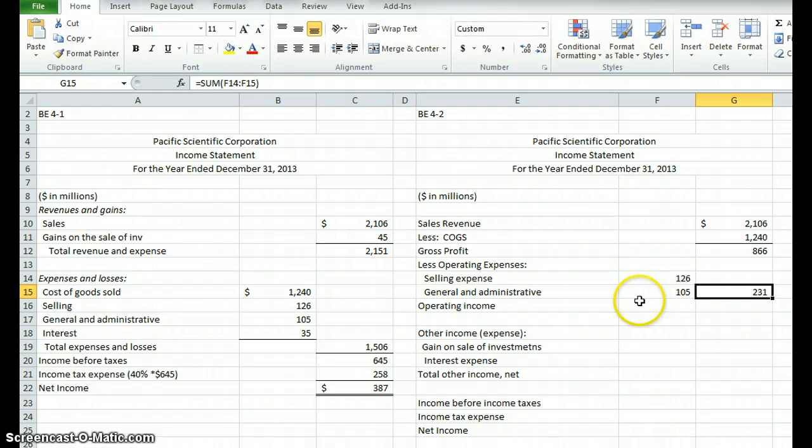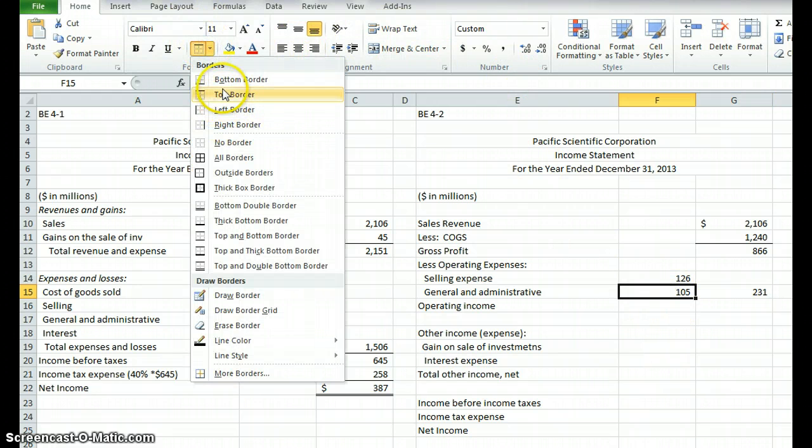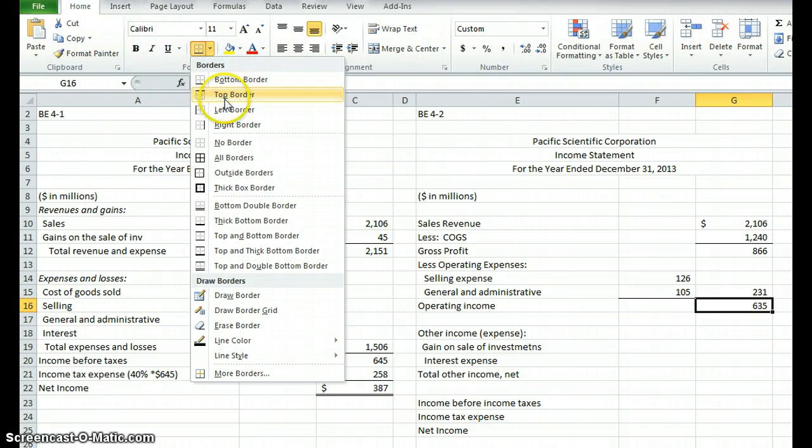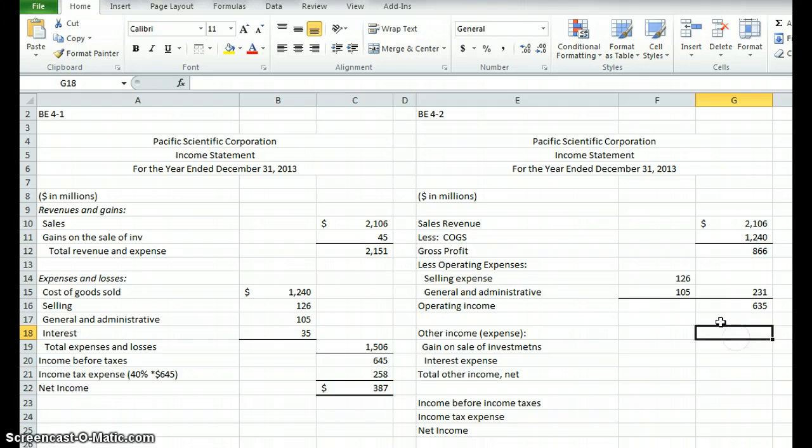My subtotal of expenses in this case is $231,000. Go ahead and put my line in so I know I did some math, and now I'm doing operating income. And again, my operating income is going to be $866,000 gross profit minus $231,000 operating expenses. That's all we did here. I'm formatting a line to show that in fact I did some math.